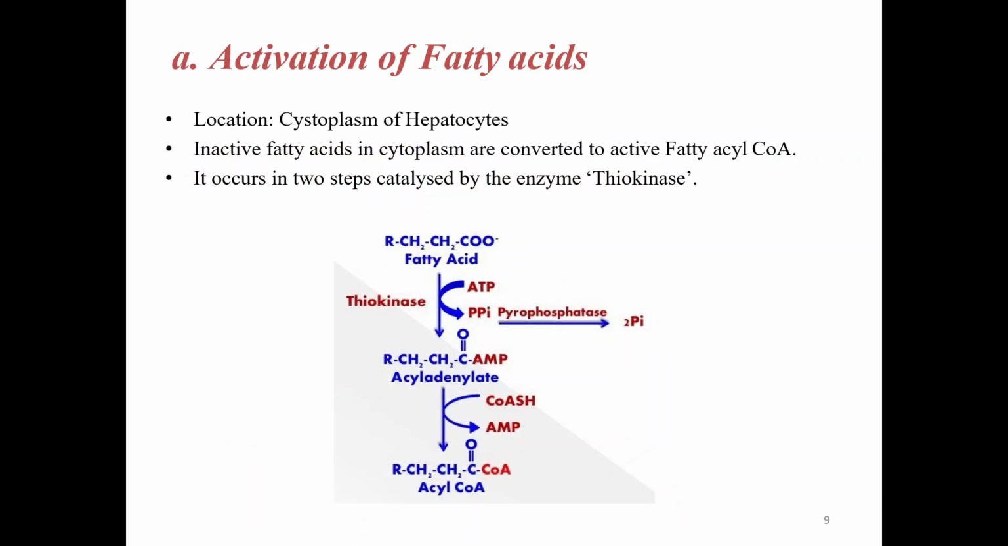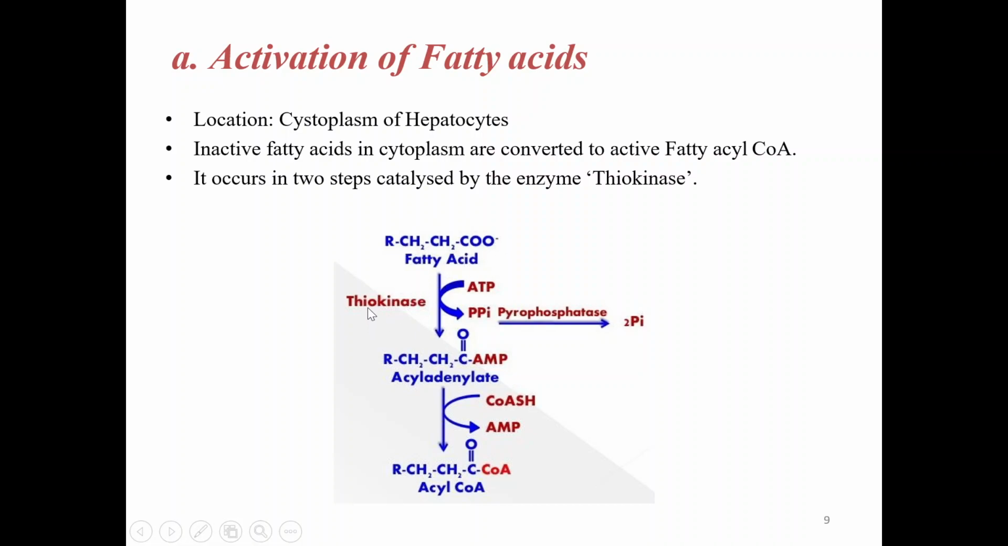See, this inactive fatty acid which is in the cytoplasm is converted into active fatty acyl CoA, because just the fatty acid cannot enter into the mitochondrial matrix. So it has to be activated, and this activation occurs in 2 steps with the help of an enzyme thiokinase. So this is the activation of fatty acid. Say RCH2CH2COOH, or COO minus in ionic form, is a fatty acid.